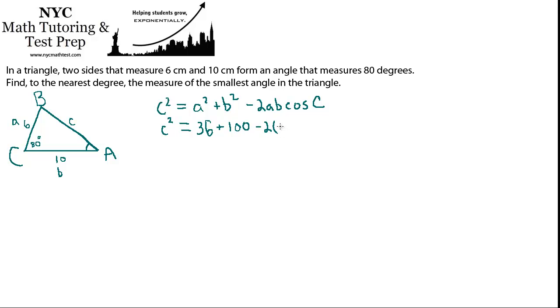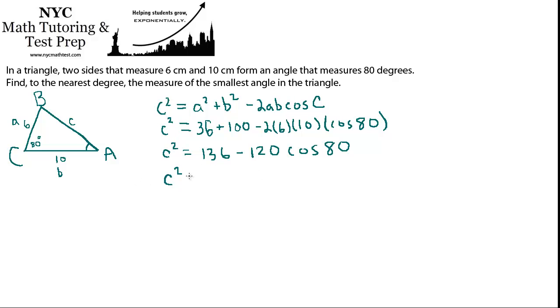Minus 2 times 6 times 10 times cosine of 80 degrees. Alright, so c squared equals 136 minus 2 times 6 times 10, which is 120, times cosine of 80. And if you put that into your calculator, cos 80 times 120, and then you carry out this subtraction, you will find out that c squared equals 115.16, and so c is then the square root of that, which is 10.73.